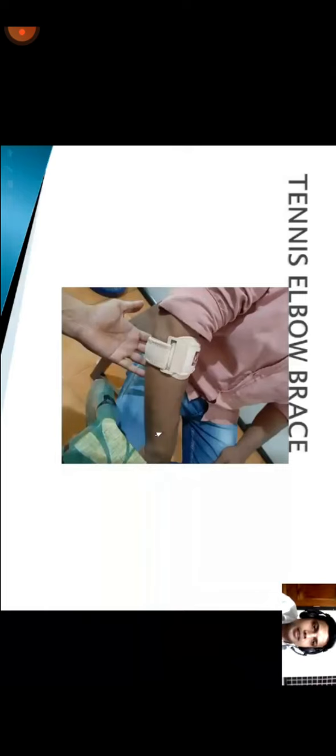And we can use a tennis elbow brace. This only helps to relieve the complaints temporarily, not for the relief of the disease, but temporarily relieves the pain.